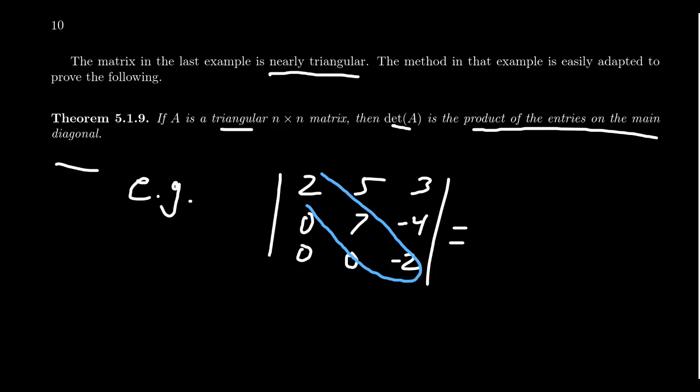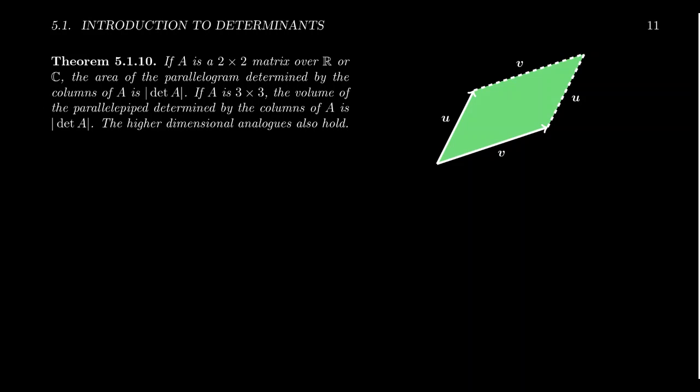The determinant will just be the product of those diagonal entries. And so therefore we get 2 times 7 times negative 2, which turns out to be negative 28. Triangular matrices are a cinch to calculate determinants for. We like triangular matrices for that reason.